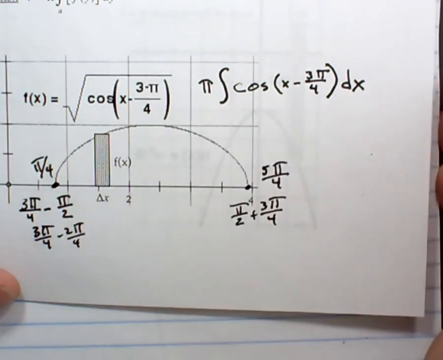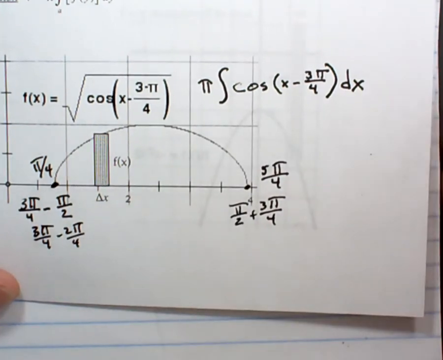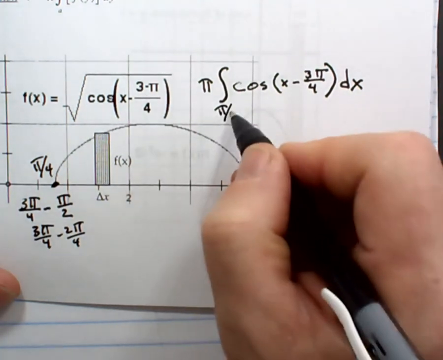Can I finish my integral? You're saying yeah, so do it for me. Just integrate from pi over 4 to 5 pi over 4. Perfect.